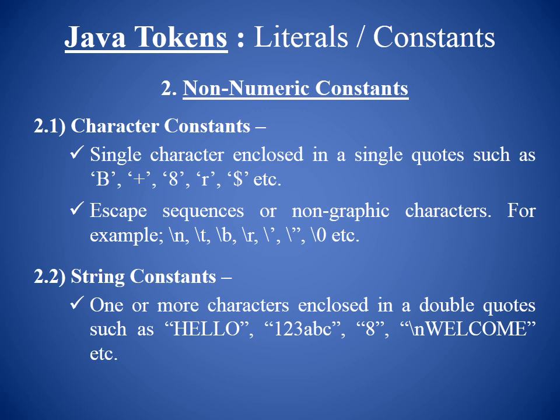Now you will see non-numeric constants. These are character constants and string constants. A character constant is a single character, whether alphabet, digit or a special symbol, enclosed within single inverted commas or single quotes. Escape sequences already discussed are also character constants. A string constant is one or more characters enclosed within double quotes or double inverted commas. For more, go through the examples.